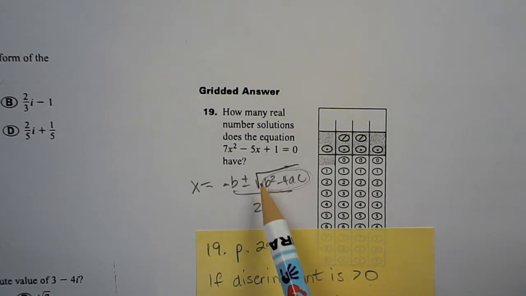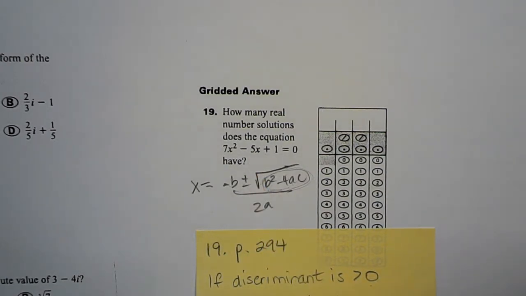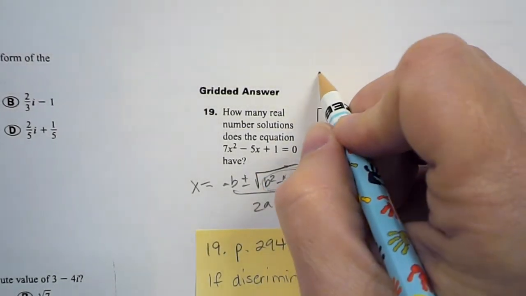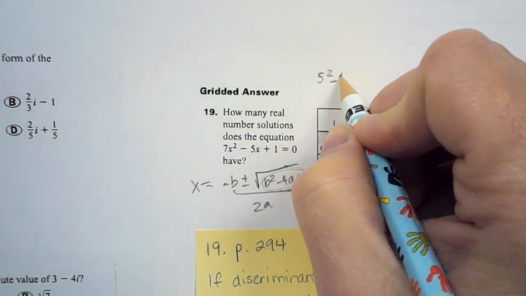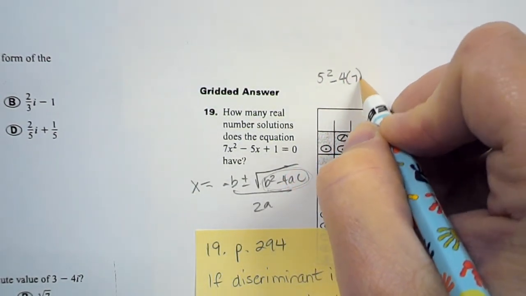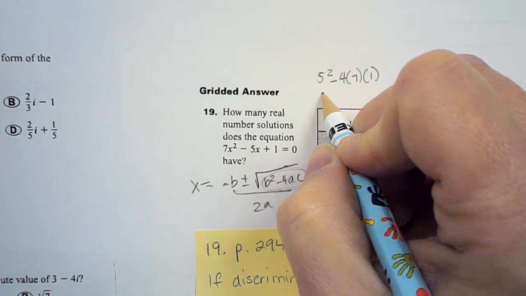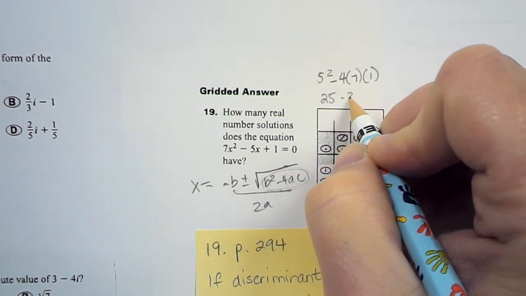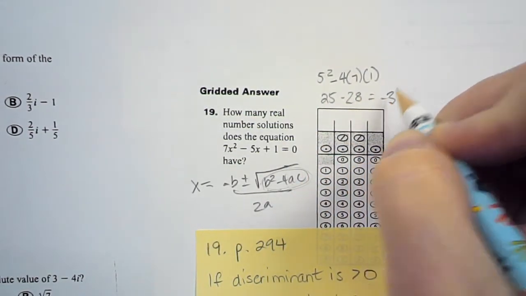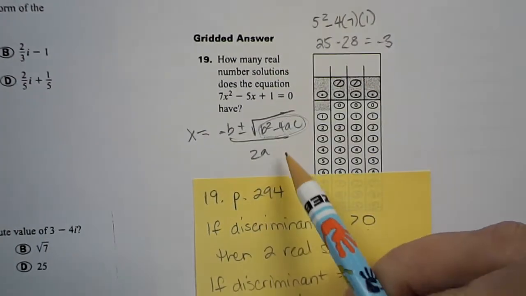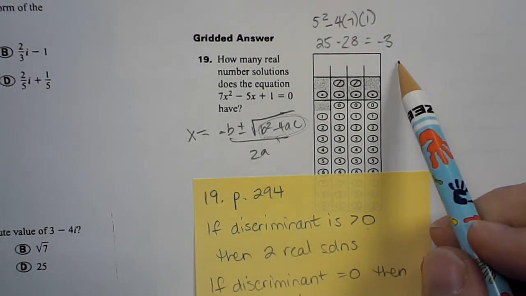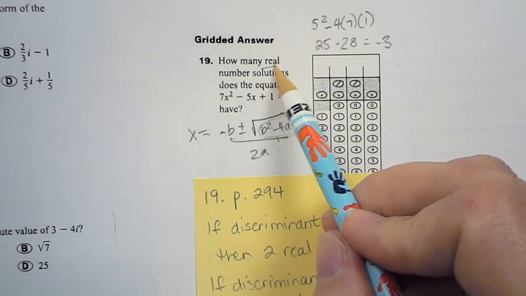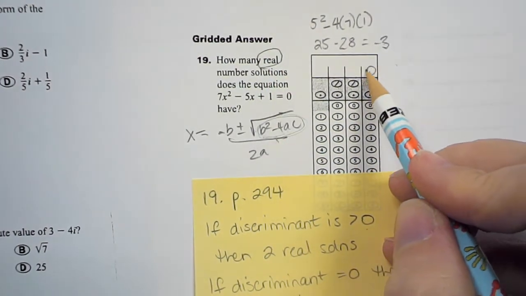In this case, when you solved for b squared minus 4ac, you have 5 squared minus 4 times 7 times 1. You end up getting 25 minus 28, which is a negative number. Well, if you're going to have a negative under the radical, you're going to have 2 imaginary solutions. So how many real are you going to have? 0.